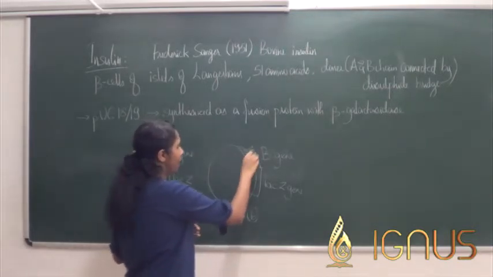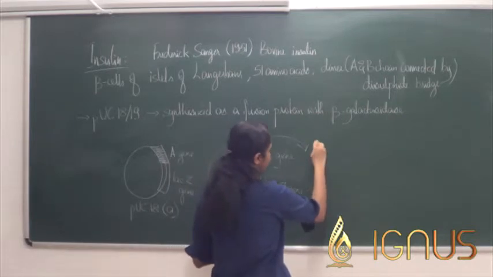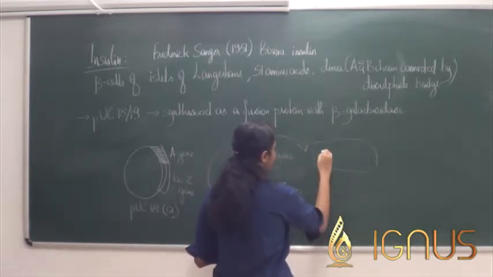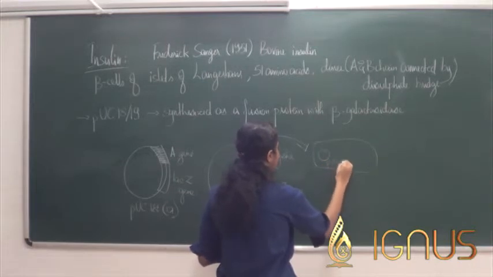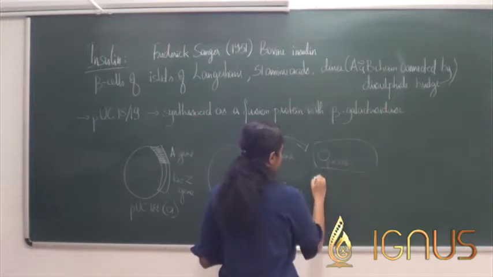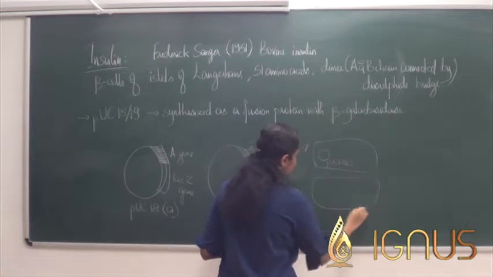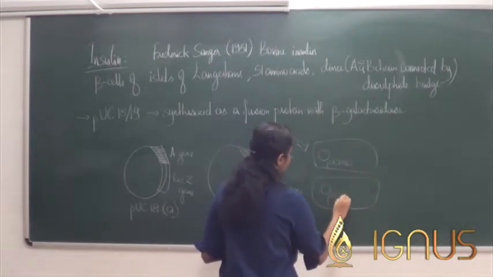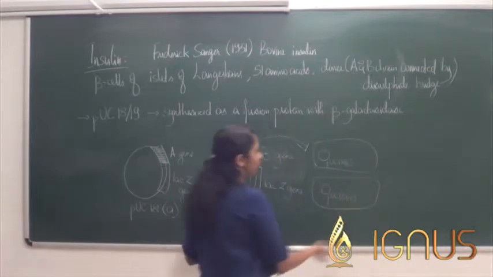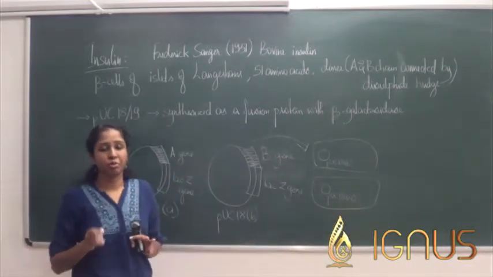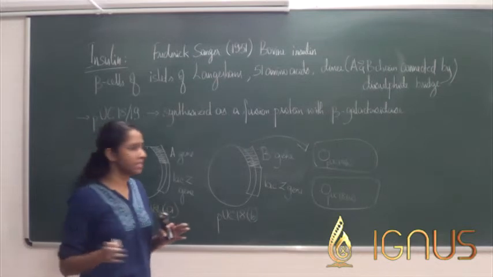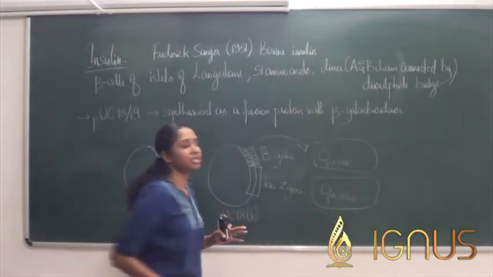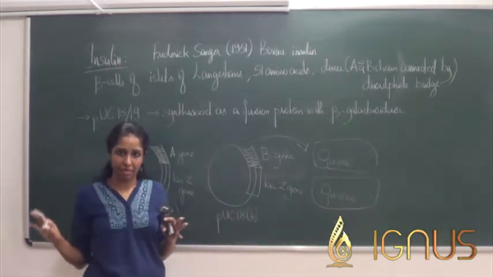Both of these are going to be put into different bacterial cells. You have one bacterial cell which would be having pUC18B, and another bacterial cell which is going to be having pUC18A. So these two plasmids are going to be put into two different bacterial cells. These two bacterial cells are going to be grown separately.